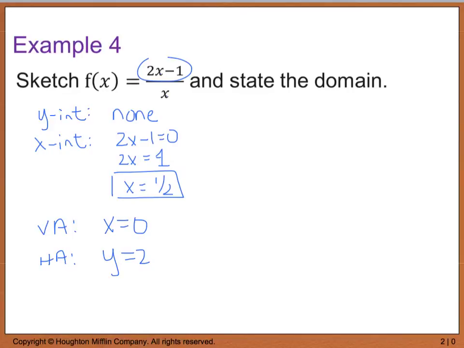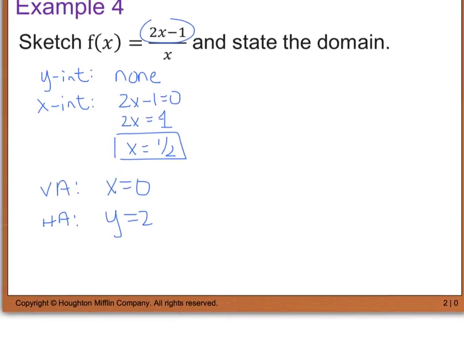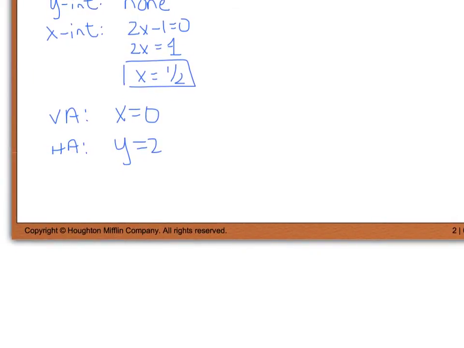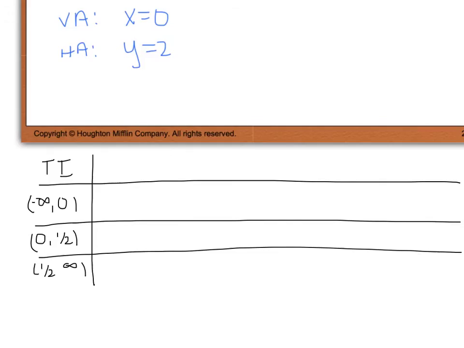So now I'm going to create a table that has test intervals using my x-intercepts and my vertical asymptote. So I have 1/2 and 0. So our table then is going to look like this right here. Now my test intervals are going to go from negative infinity to 0, from 0 to 1/2, and then from 1/2 to positive infinity. And remember, 0 and 1/2 were my vertical asymptote and x-intercept.